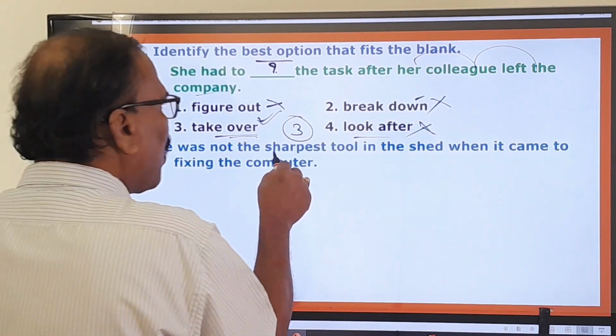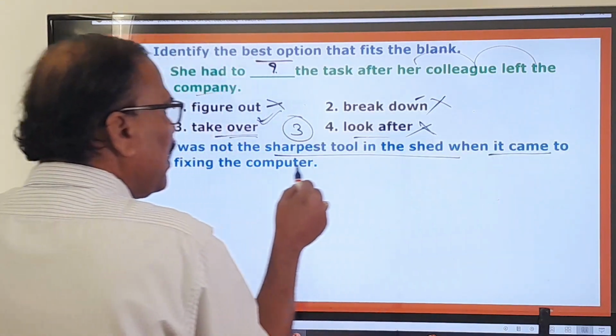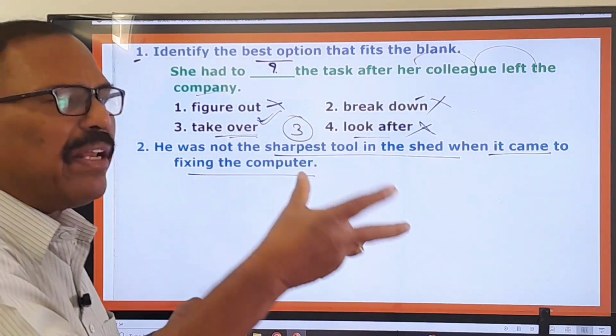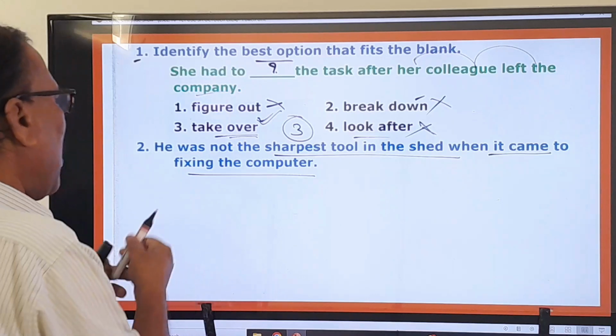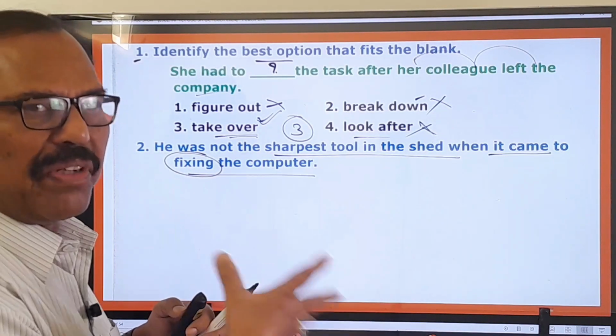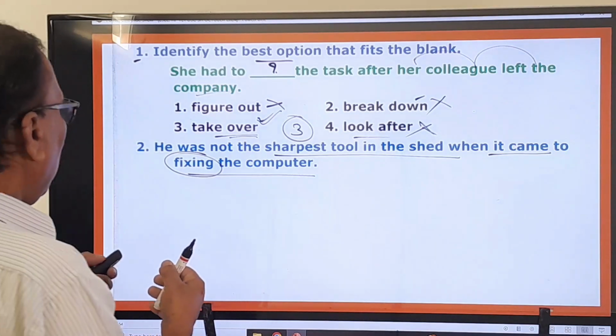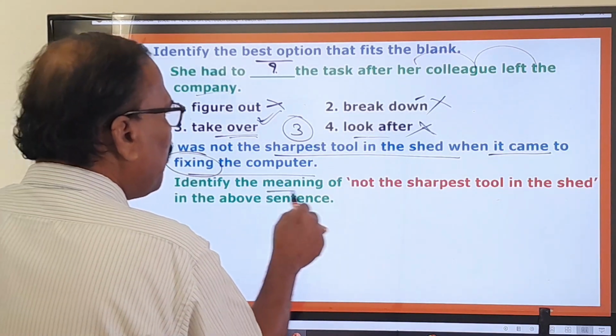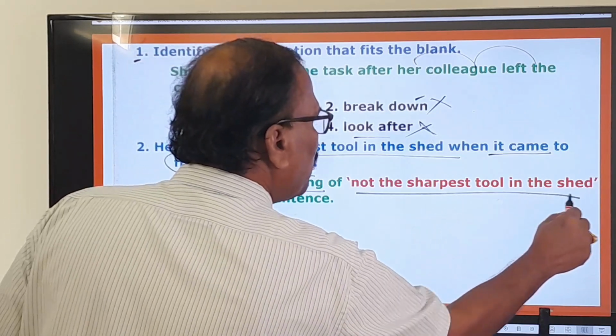He was not the sharpest tool in the shed when it came to fixing the computer. Fixing the computer means repairing the computer. Fixing means repairing or solving the problem, something like that. And here, this is the statement. What is the examiner asking you to do? Identify the meaning of not the sharpest tool in the shed.